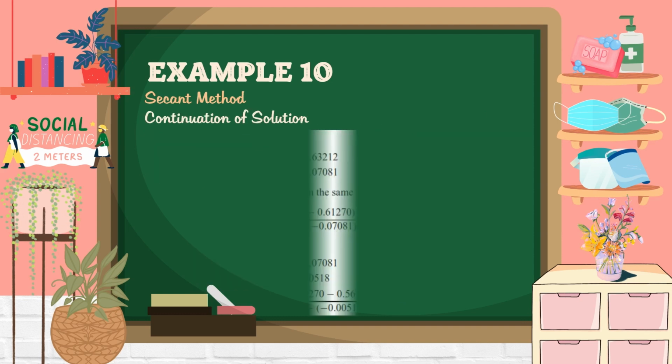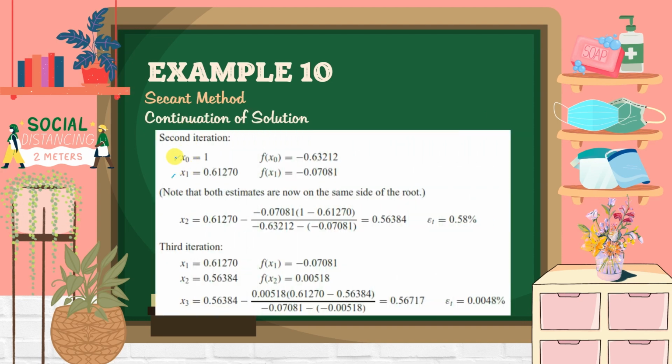So, continuation of the solution. For the second iteration, we will have here x sub 0 equals 1. This is from the value of x sub i. And for x sub 1, this is calculated from the first iteration, x sub i plus 1. And we now already have the resulting function of x sub 0 and x sub i plus 1. For the second iteration, x sub 0 equals 1, which is simply the x sub i.